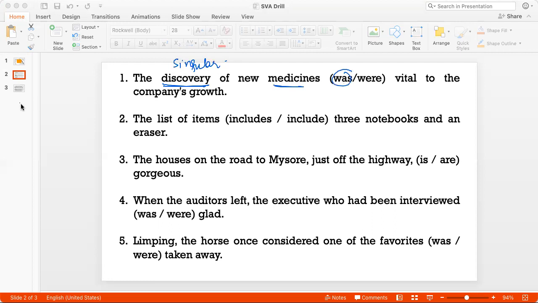In general, if I have X of Y, the discovery of new medicines, then my subject will be X, the discovery, right? This is something to remember.